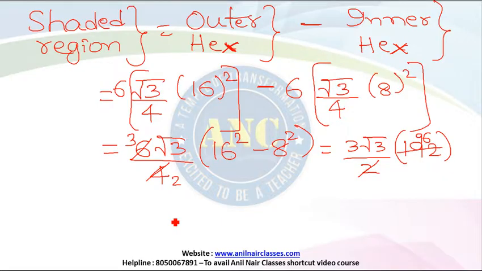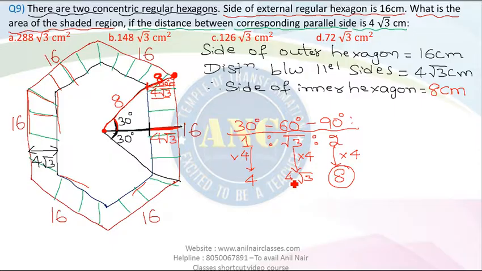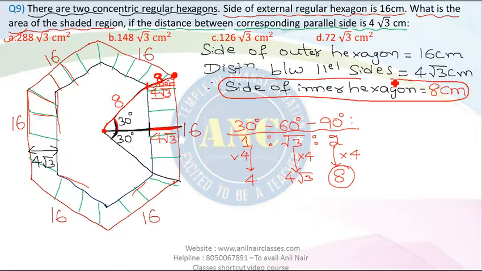Correct only, right sir? 96 into 2 is 192. Correct. 96 into 3 is nothing but 288 into root 3. So the final area of the shaded region is 288 root 3 square centimeters, which is nothing but my option A. The catch in this question is finding the inner hexagon side. How did you find it? This is 30 degrees because it's an equilateral triangle, and this also will be 30 with this horizontal because the same line is extended above.